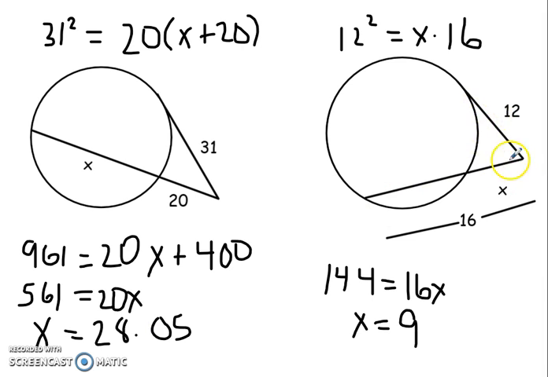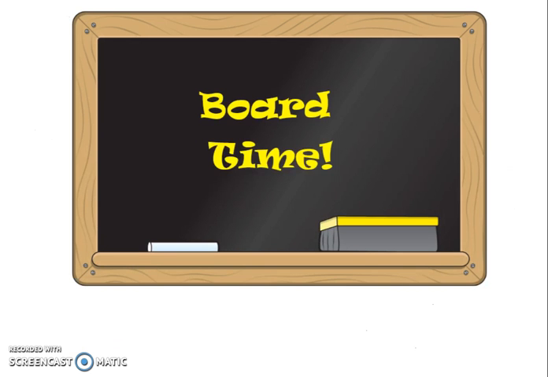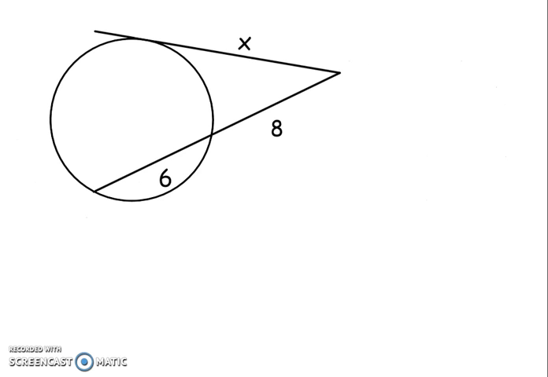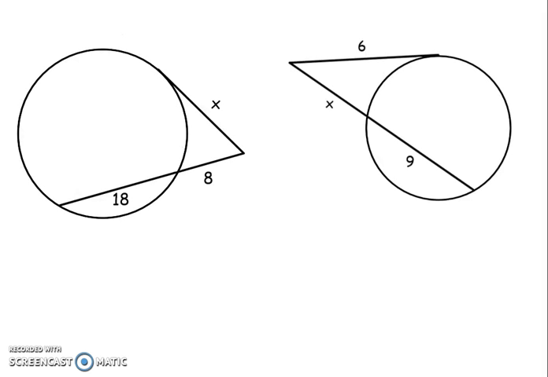So tangent squared equals outside part times whole thing. Here we had to add them together because the x was the inside, 20 was the outside. So the whole thing, we had to add these together. Over on this one on the right, the 16 is the whole entire secant segment, so we don't have to add them together this time. Alright, so what you're going to do is pause your video, do these two questions and check them. And then you have two more, so after each one, pause the video, do the problem, and then check.